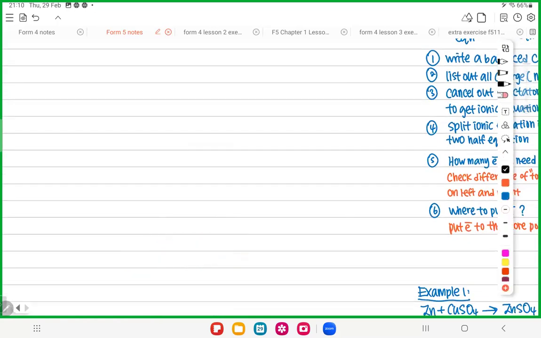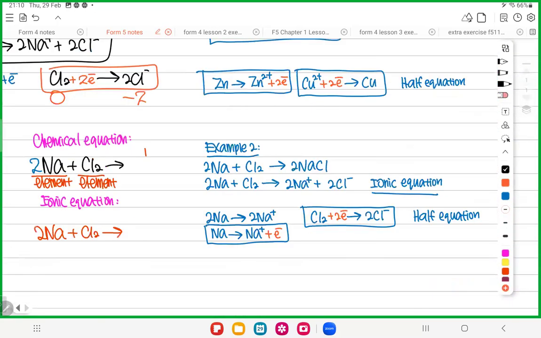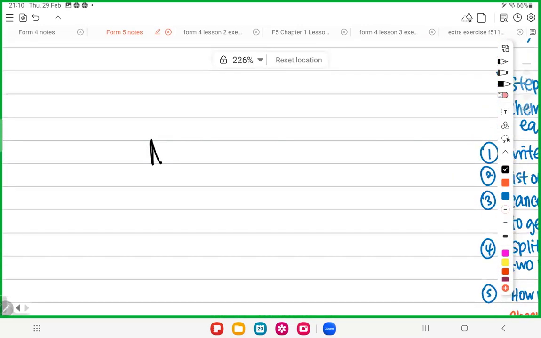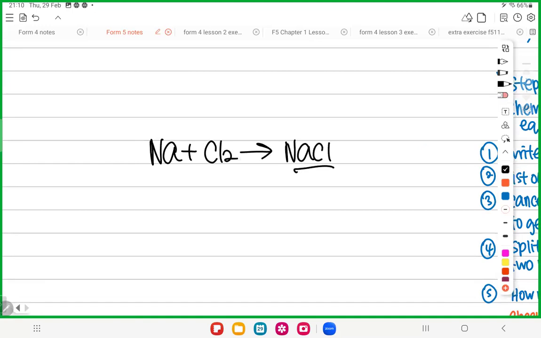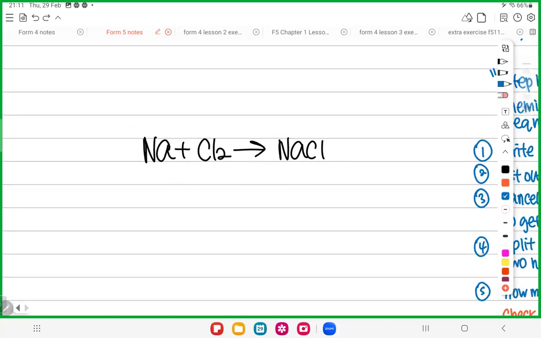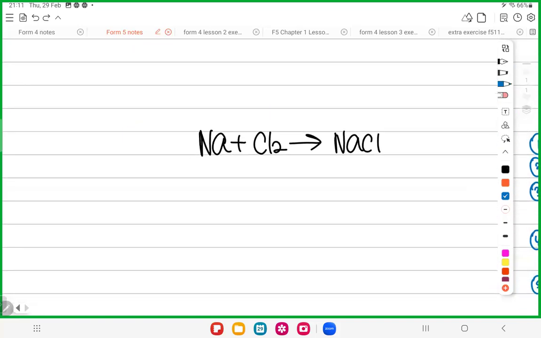Okay, example number 2 is this, everyone. Look at here, focus. Sodium reacts with chlorine to become sodium chloride. Sodium chloride is the salt that we eat, the salt that we use for seasoning when you do some cooking. So when I get this equation, can anyone tell me what is the first thing I should do?